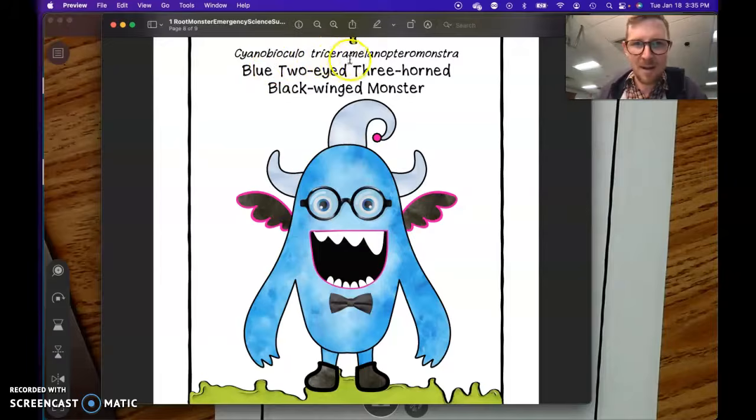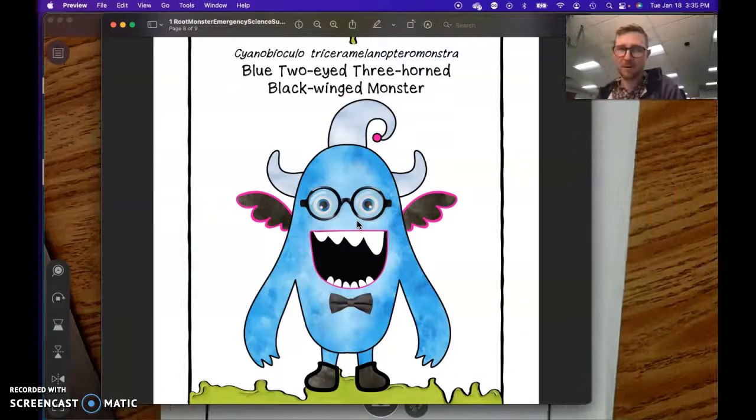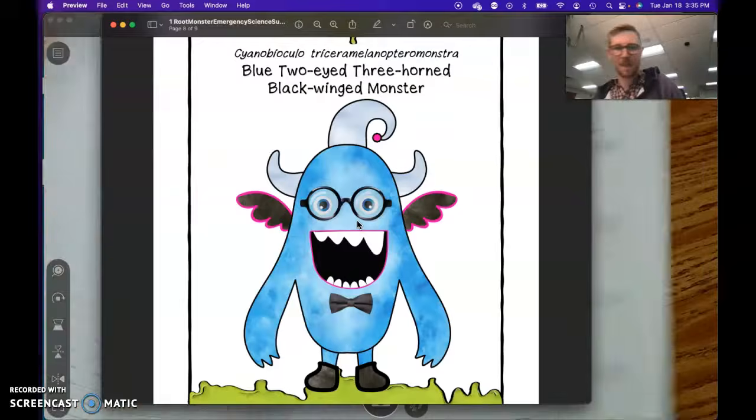So this is the Cyanobioculo Triceramelanoptero monstra, which literally means the blue, two-eyed, three-horned, black-winged monster. So have fun, be creative with this. I'm looking forward to seeing the drawings.